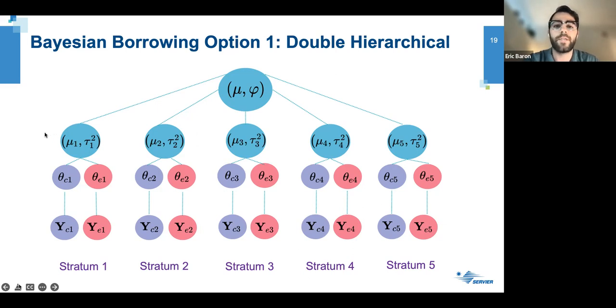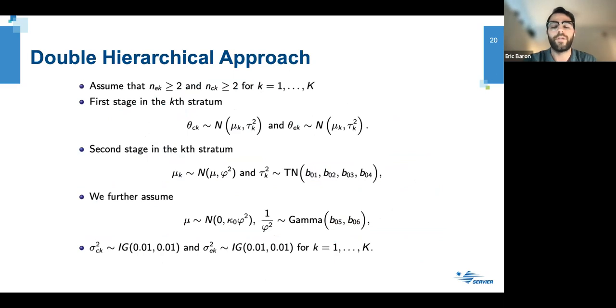To go more into the details, and also just for ease of exposition, we assume that within every one of the K strata, the number of observations is greater than or equal to 2, just so we can calculate a sample variance. Otherwise, as Jian mentioned, we would use a non-informative prior there. So in the first stage, in the kth stratum, we assume both the stratum-specific parameter mean for the current group in the kth stratum, theta CK, and theta EK both follow normal distributions with the same mean and same variance, mu K and tau K.